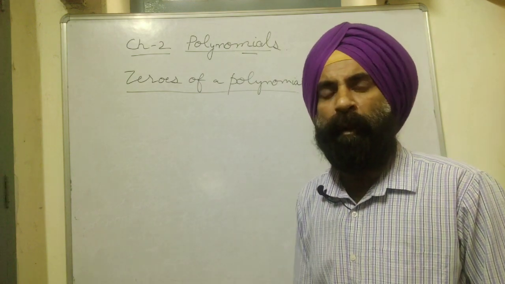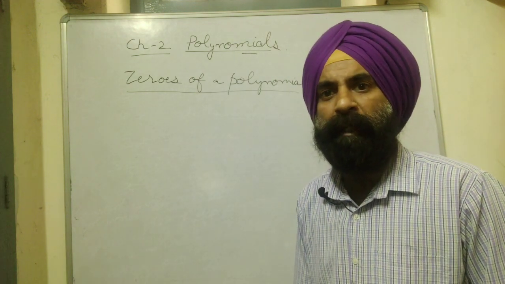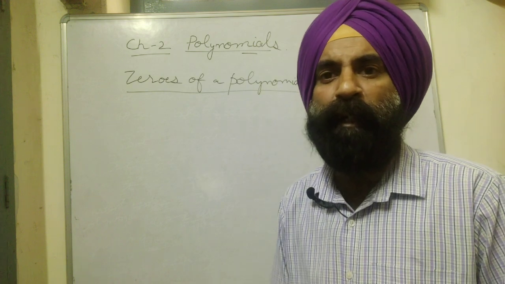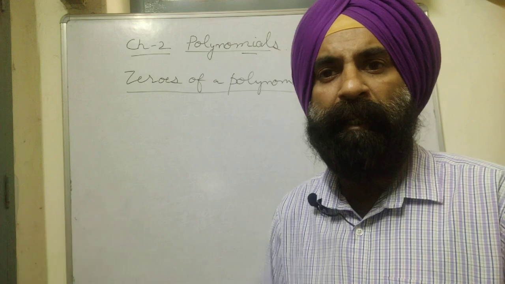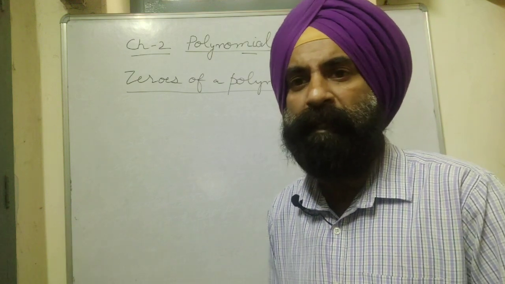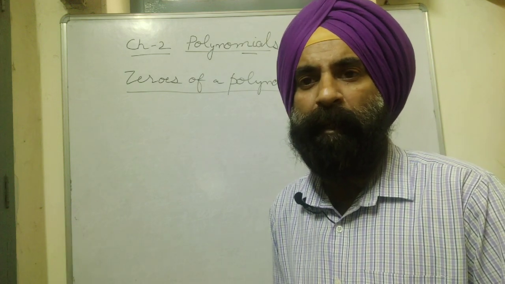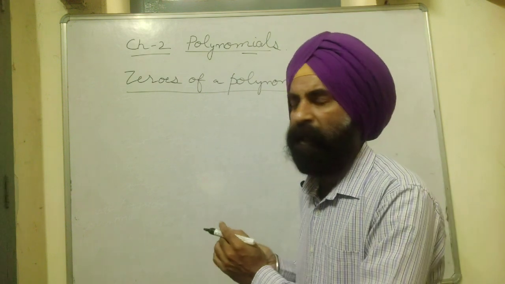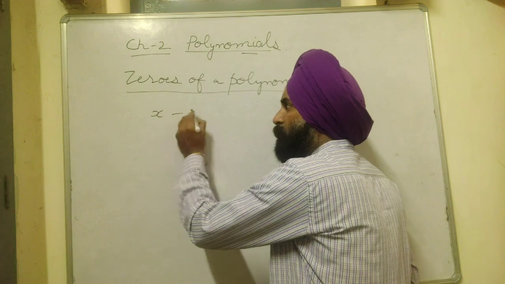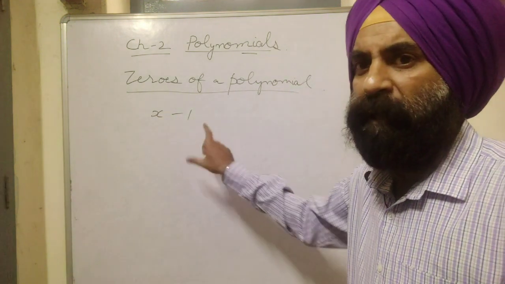Zeros of a polynomial are those particular constants which satisfy the given polynomial. Satisfying means when we put that value in the given polynomial, you get the answer 0. So that is why that particular constant is called a zero of a polynomial. For this, I'll consider an example, x minus 1. As you know, x minus 1 is a polynomial.